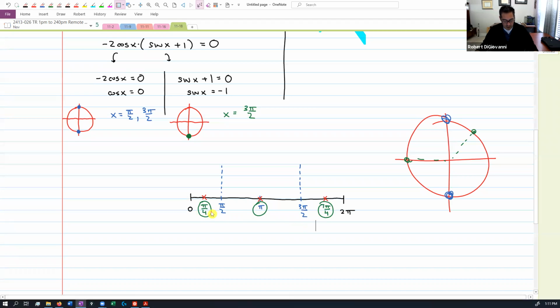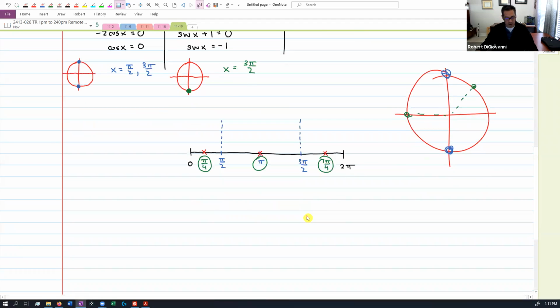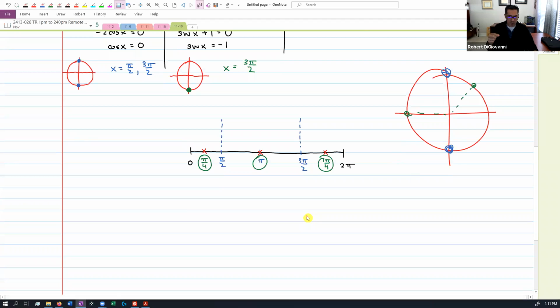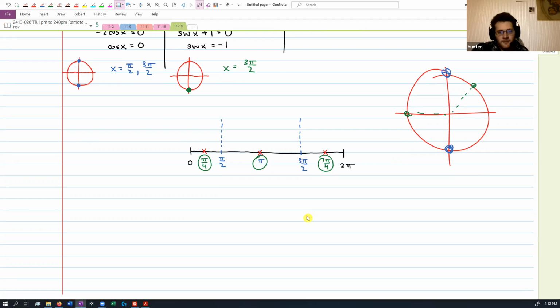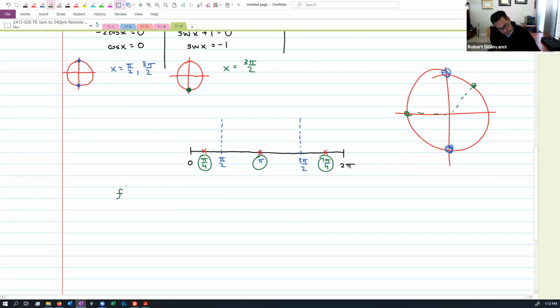We got these test points. We are going to take those and plug those into our first derivative, because the derivative being positive tells us where we go up, and derivative negative tells us where we're going down. So I want to know what the derivative is doing. So I'm going to take those numbers and plug them into the derivative. Any questions up to this point?